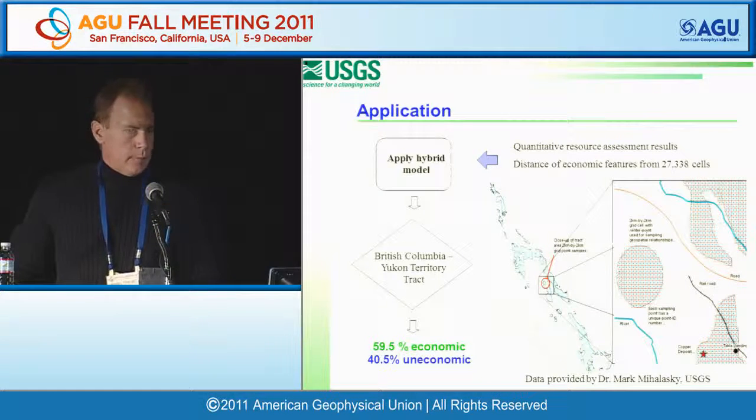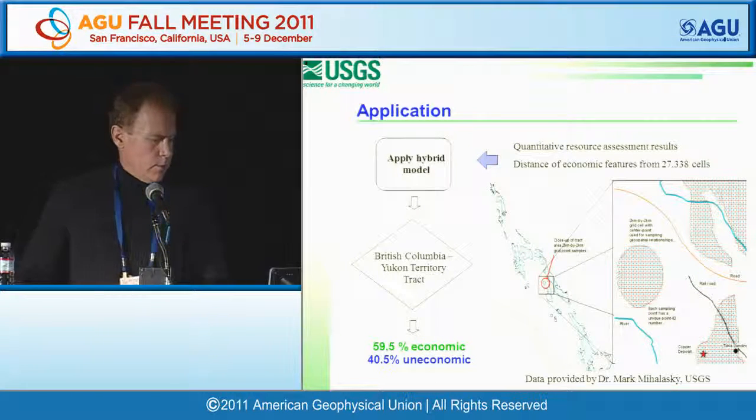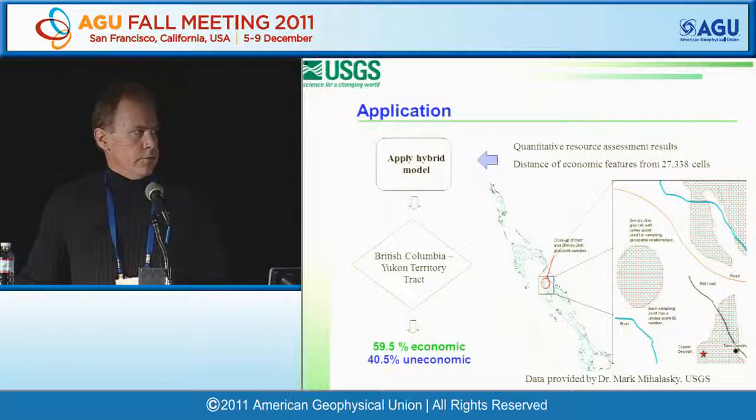Now, if we take that up and apply that to a recent resource assessment the USGS did on a tract in British Columbia and the Yukon territories of Canada, we can find out, on the lower left panel there, that 59.5% was economic and 40.5% was not economic. So this demonstrates just an application of that one particular model.